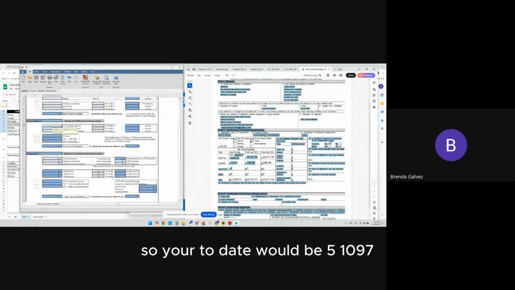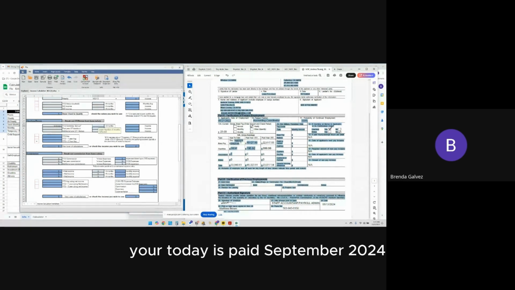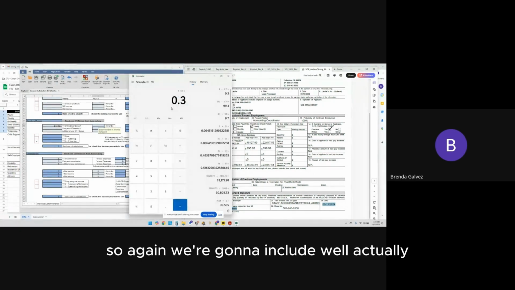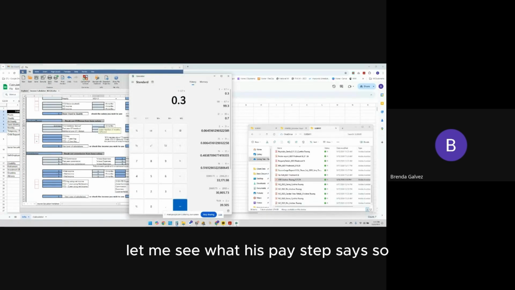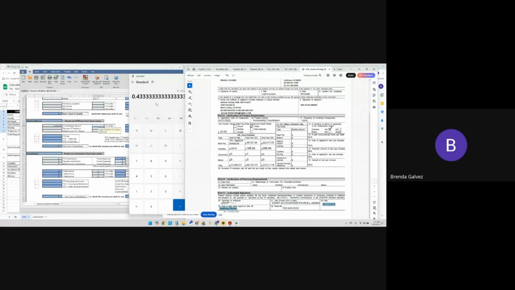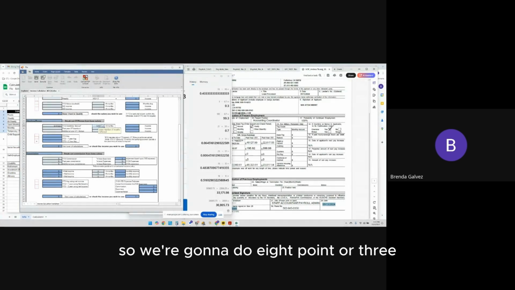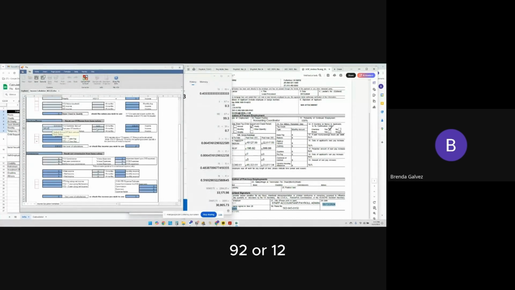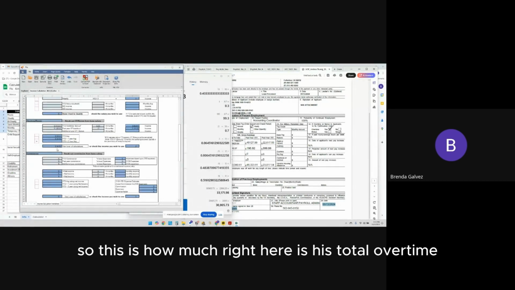So year to date, it'd be 5,097. And this is saying that his year to date is paid September 2024. So we're going to go with this date, September 13th. So again, we're going to include, well, actually, let me see what his pay stub says. Let me send you the record. We're going to do 13 divided by 30 because this VOE is from September's date. So we're going to do 8.43. And then we're going to include last year's 195.92 or 12. So this is how much his total overtime is.